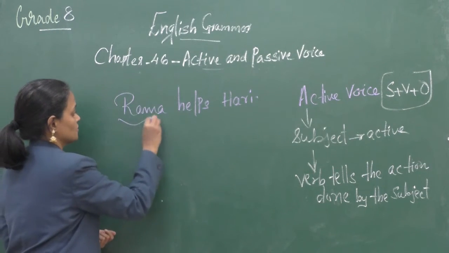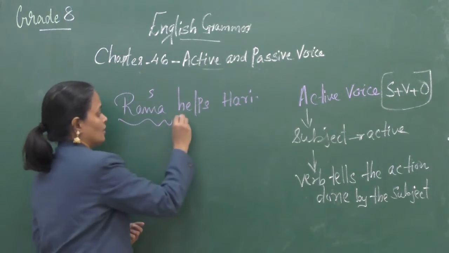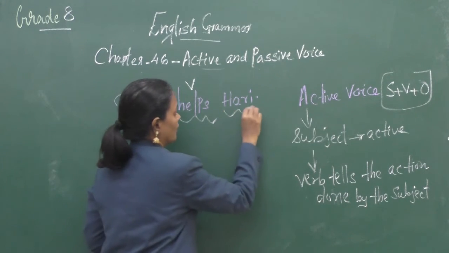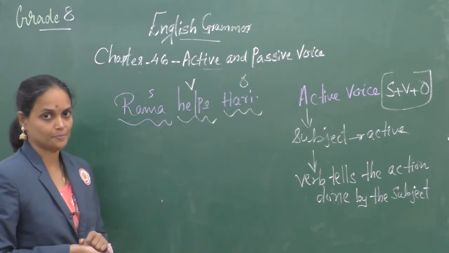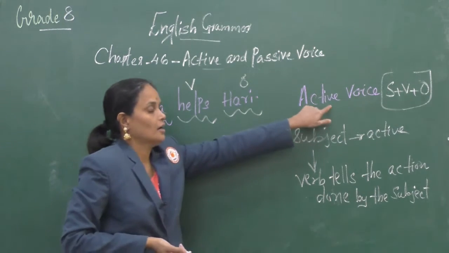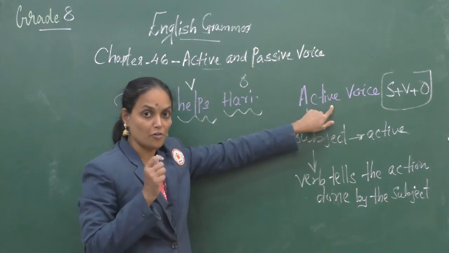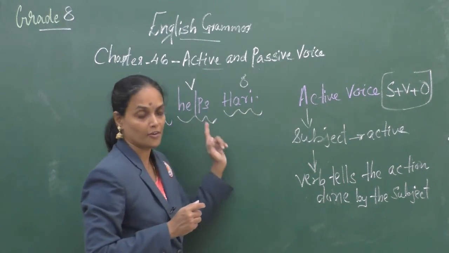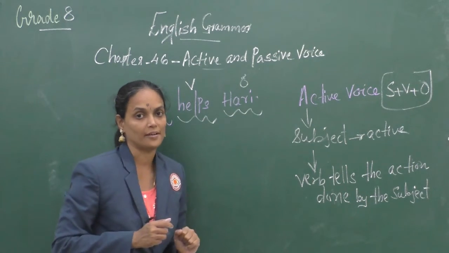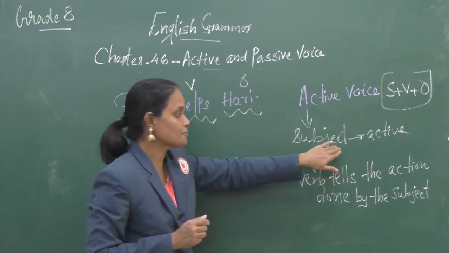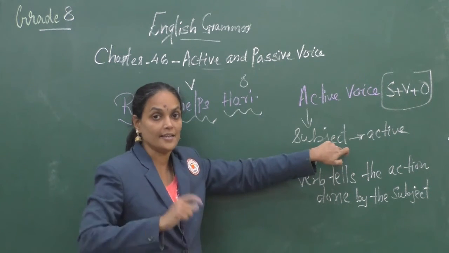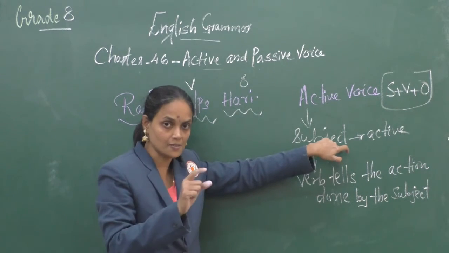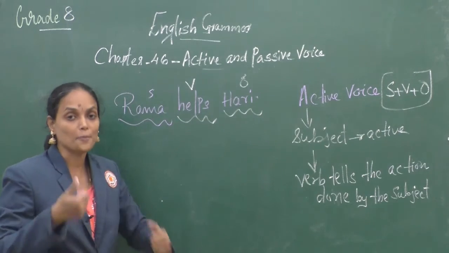It starts with the subject Rama. Next, the main component should be the action, the verb, and the last one should be the object. Students, an active voice sentence is always framed with these three main components: subject, verb, object. Second one, in an active voice sentence, the subject is more important. Hence it is called active voice. In an active voice sentence, the subject is more active or more important.